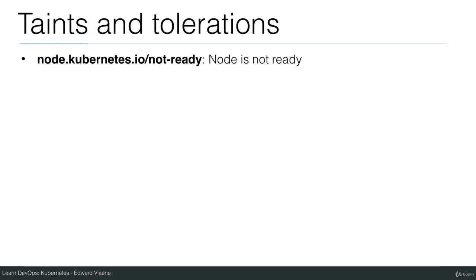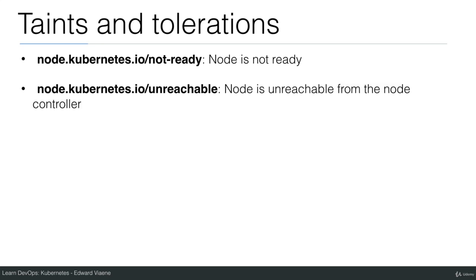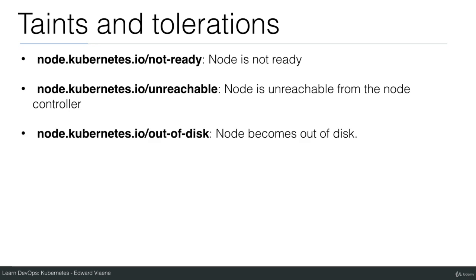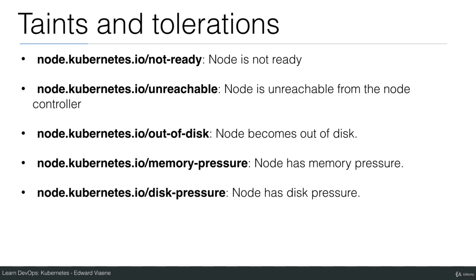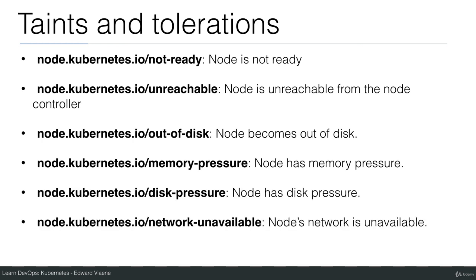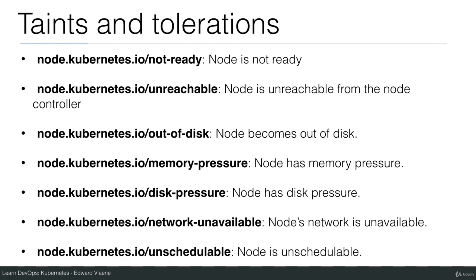You have node.kubernetes.io/not-ready, a taint that can be applied when the node is not ready. Unreachable, when the node is unreachable from the node controller. Out of disk, the node becomes out of disk. Memory pressure, the node has memory pressure. Disk pressure, the node has disk pressure. Network unavailable, the node's network is unavailable. Currently this is only the host network. Unschedulable, the node is unschedulable. So these are the taints that are applied on those nodes, and then you control the eviction time by using these tolerations. In the next demo, I will show you how these taints and tolerations work in practice.